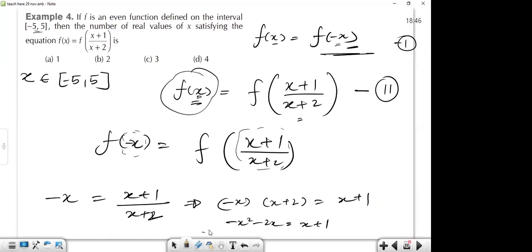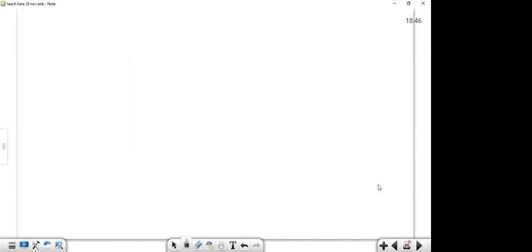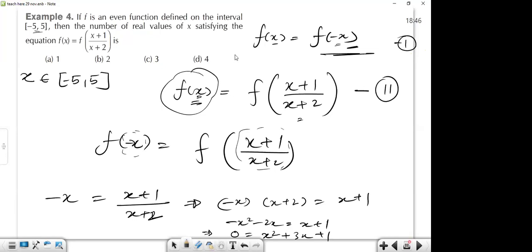Now taking this to the left hand side, x square plus 2x plus x plus 1, so 0 is equal to x square plus 3x plus 1. So this is what we have solved. What we had to find out was the value of x, right? How many real values of x are possible satisfying the equation?